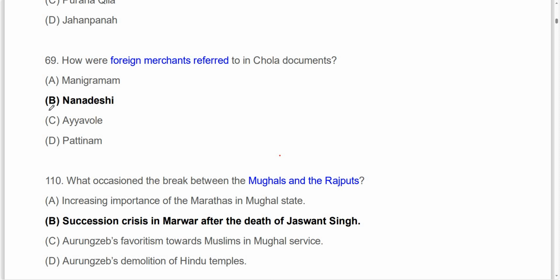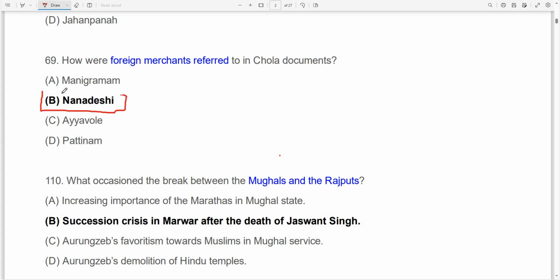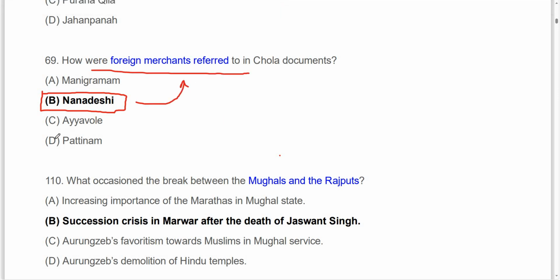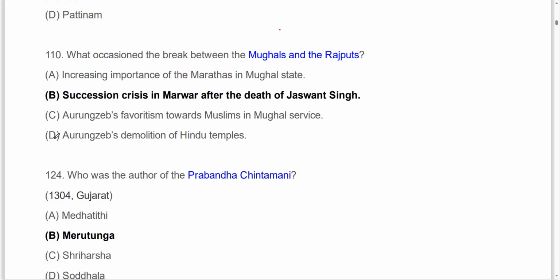Moving on to the next: how were foreign merchants referred to in Chola documents? Foreign merchants are referred to as Nanadeshi. N-A-N-A, D-E-S-H-I. Moving on to the next question.